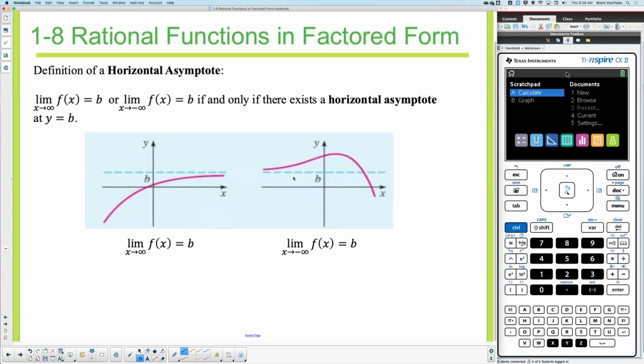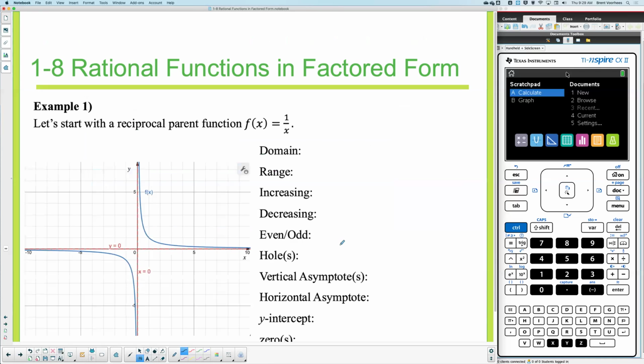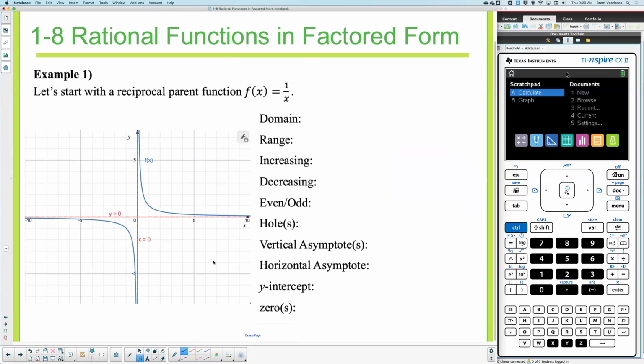So if there's no break, you don't put the plus or the minus. All right. That right there is our vocabulary. Let's get started. So example 1. Now example 1, I've given you the graph, and what we're going to do is fill in our key information based off the graph. I want you to look at this picture here, and let's talk about it.